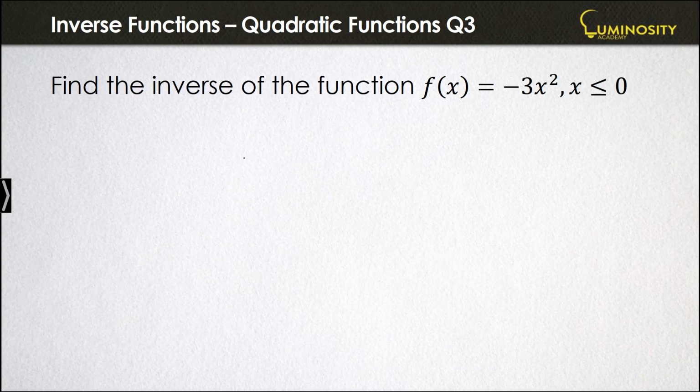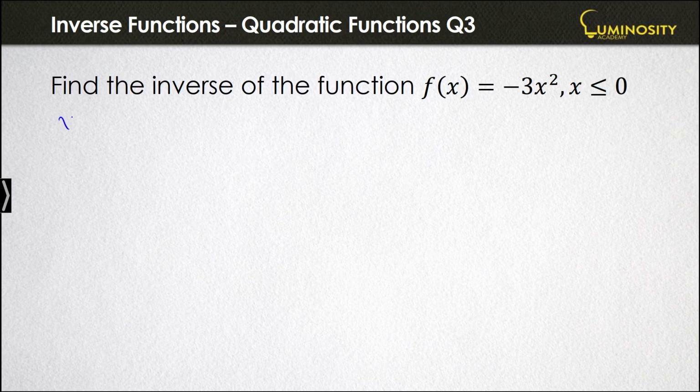Hello and welcome back. This is Dan, and we're continuing with our inverse functions, specifically looking at quadratic functions. And this is going to be the last example that we do for this one, but it's going to be a bit of a doozy. So we're trying to find the inverse of the function f of x equals negative 3x squared, where x is less than or equal to 0.